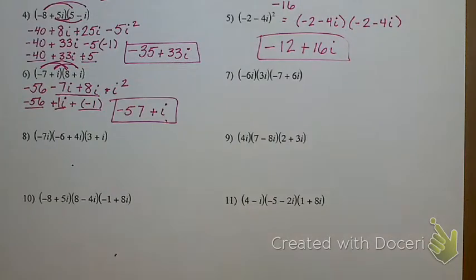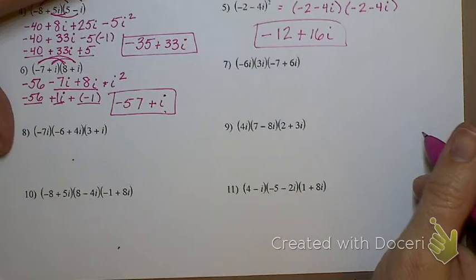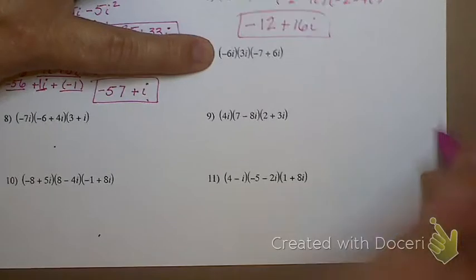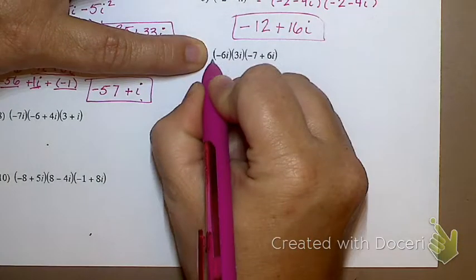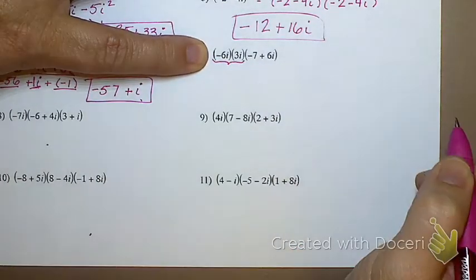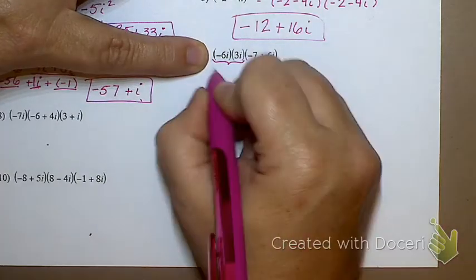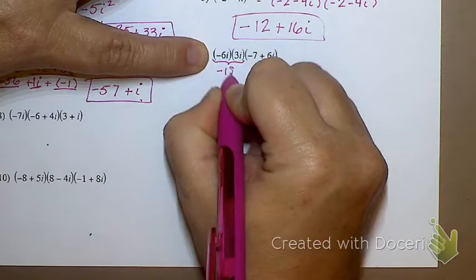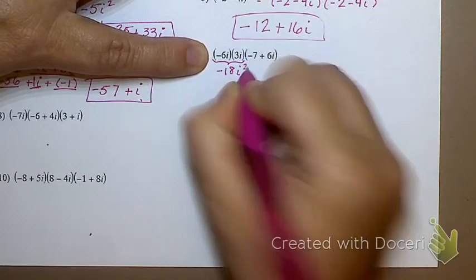What do you notice in number 7? There's 3 parentheses. The first 2 should be pretty easy to take care of, right? What does that give me? Negative 18i squared.